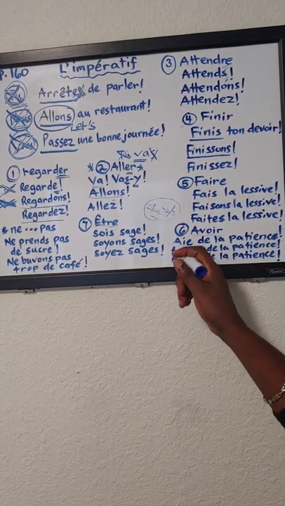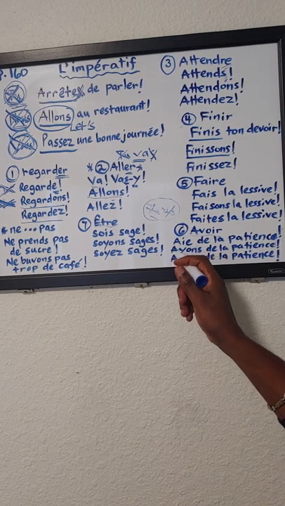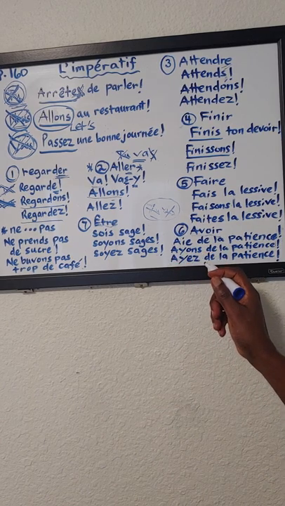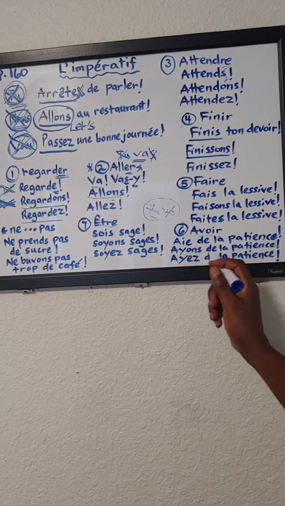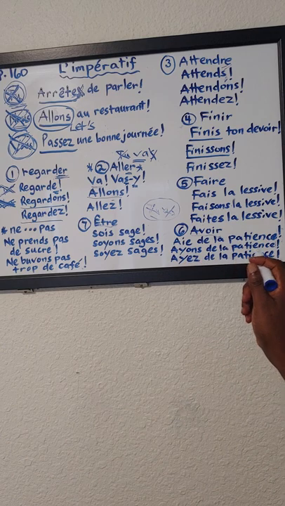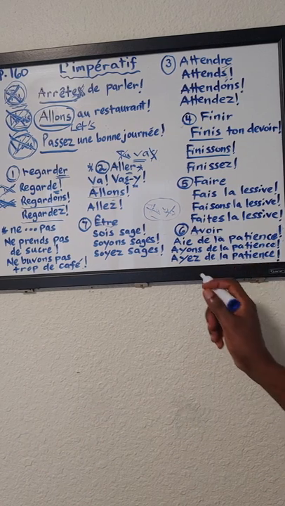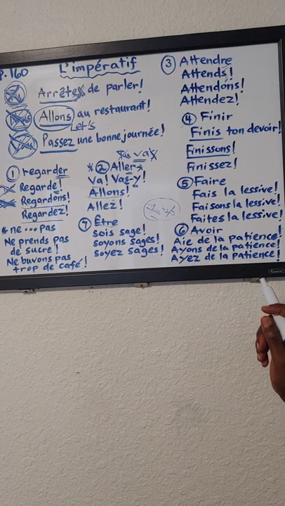Ayant. Right? Ayant. Ayez. Et de la patience. Have some patience. Right? Ayant de la patience. Let's have some patience. Ayez de la patience. You all have some patience.